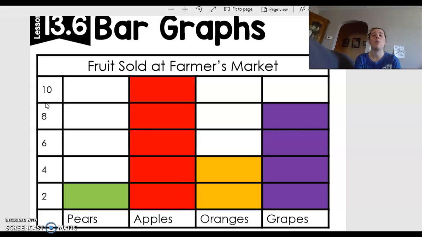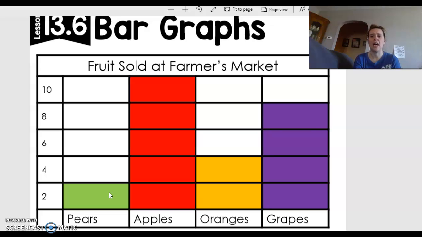How many more apples were sold than pears? Listen to that question again. How many more apples were sold than pears? Okay, so we have to find apples first. Apples, we found that there were 10. Pears, we found that there were 2. So 10 minus 2 equals 8. Yes, there were 8 more apples sold than pears.